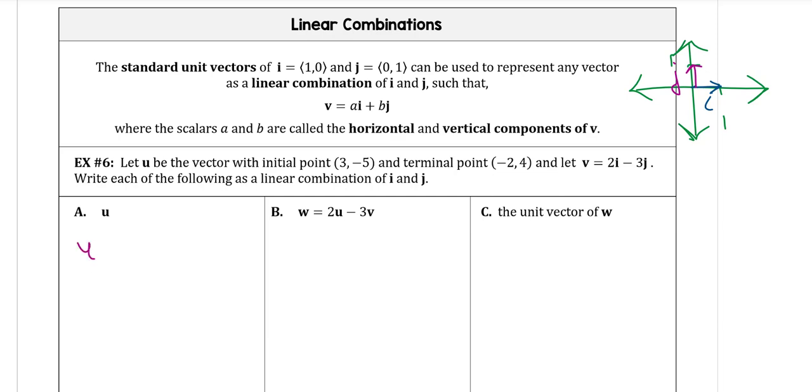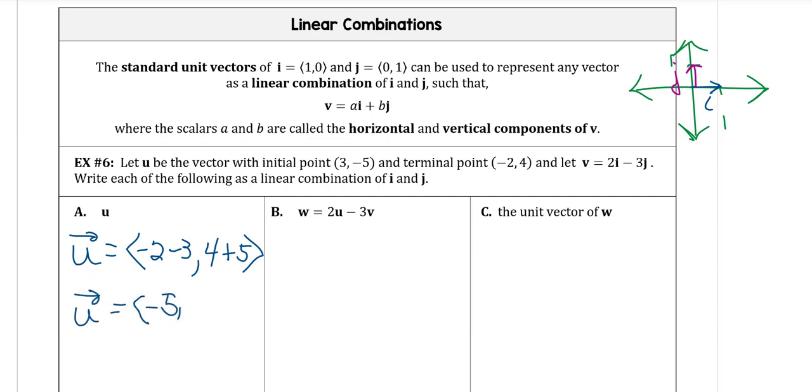So u is going to equal -4 minus 3, comma, 4 minus -5, so that would be plus 5. So u is going to be <-5, 9>. So now I can write u as a linear combination. So it'll be -5 times i plus 9 times j.